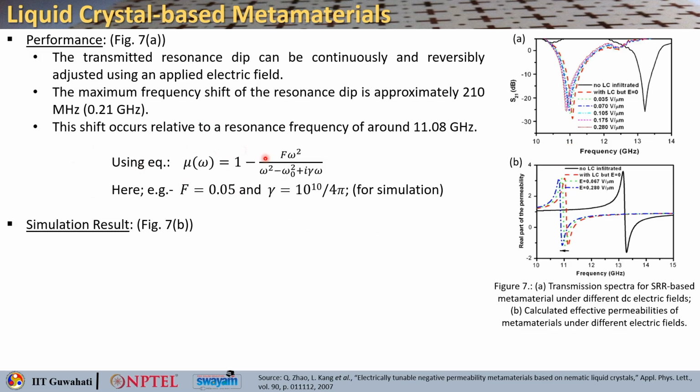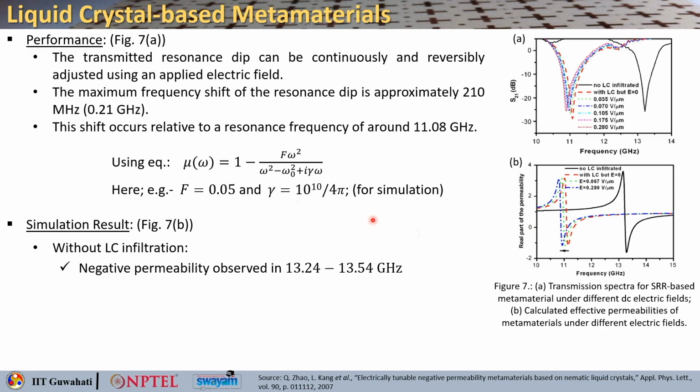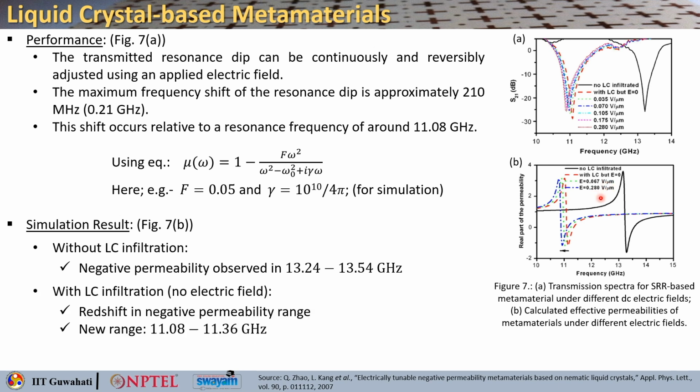Now, using this formula, here you are getting F equals 0.05 and gamma is taken as 10 to the 10 divided by 4 pi for simulation, and that will give you the permeability. That you can also see here. The black solid line shows when there are no liquid crystals in the device, but the red dashed one shows when liquid crystal is present but no biasing, and these are for two different biasing values.